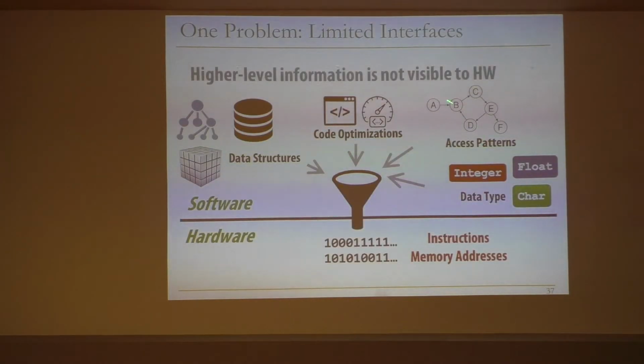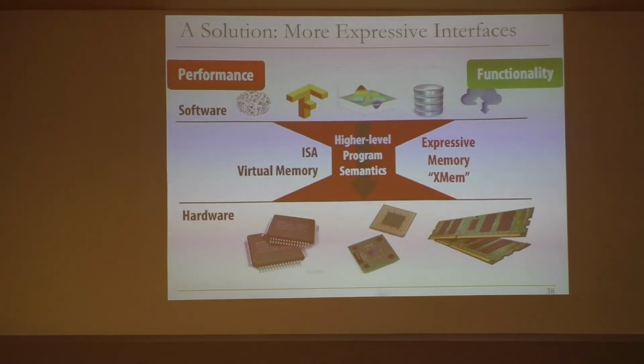So basically, we have limited interfaces. There's a lot of information visible here, but we funnel it through a very simple general purpose interface that loses a lot of that information. So we want to actually enable a lot of that information down to the hardware so that the hardware can actually take advantage of that semantic information. We call this expressive memory. I'm not going to talk about this in detail.